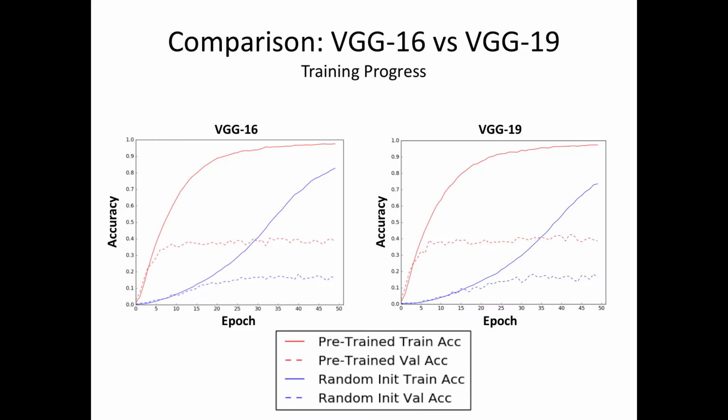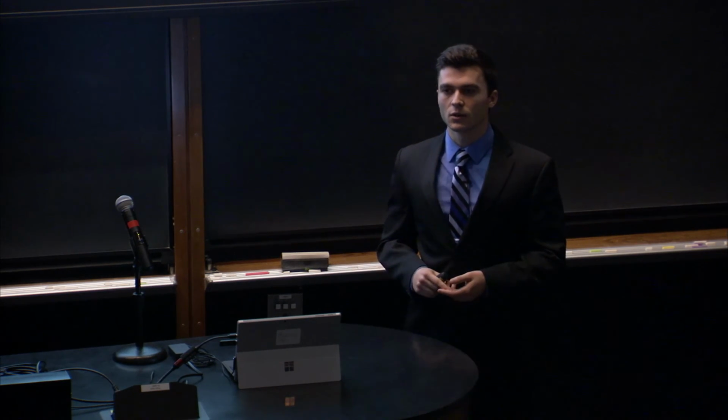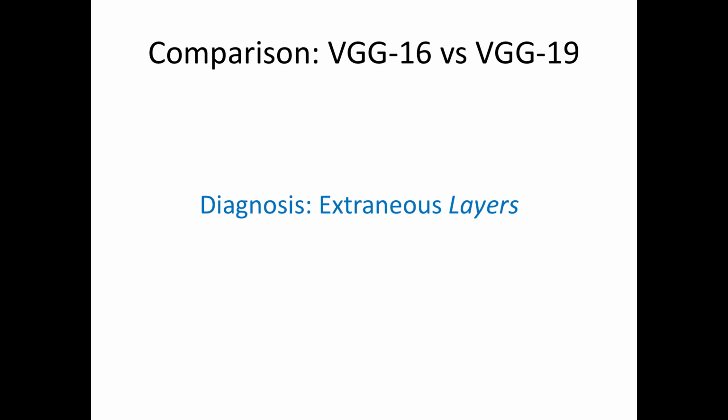And we can take this even further by comparing our 19-layer model to a 16-layer model. And if we train them under the exact same conditions, and here I have the learning curves side by side, you can see, without really understanding the plots too much, that the performance is almost identical. So we actually didn't need those extra 3 layers all along. So not only do we have extraneous neurons, but now we have extraneous layers.